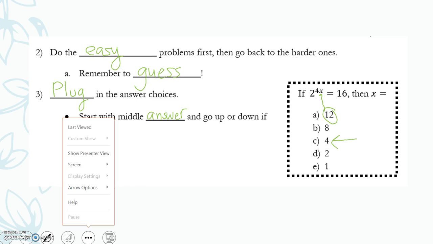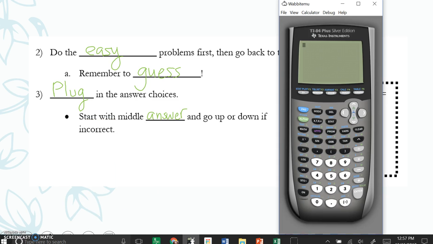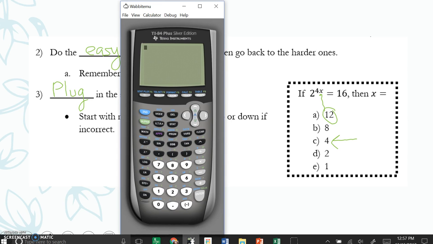So I will take my calculator and I will plug in 4 first. So 2, whoops, and then 4 times 4. I get something that's a lot bigger than 16. So that means I can eliminate answer choices A and B as well as C. So now I have reduced my plugging in time. Now I can go and plug in D. So answer choice 2.